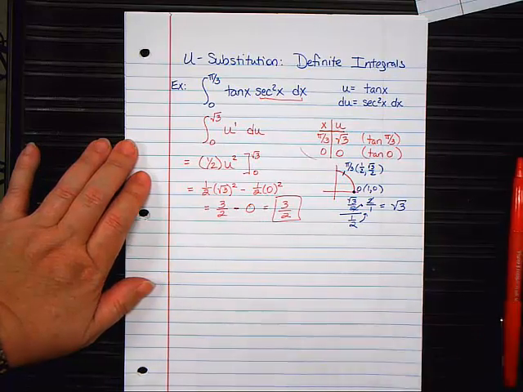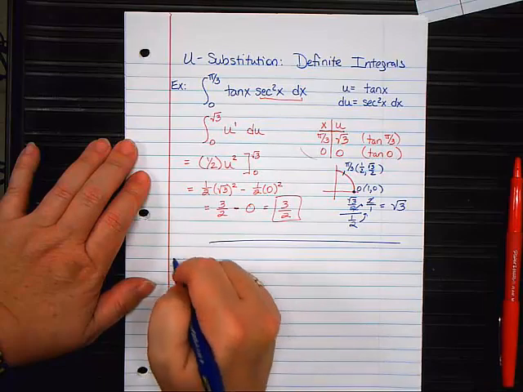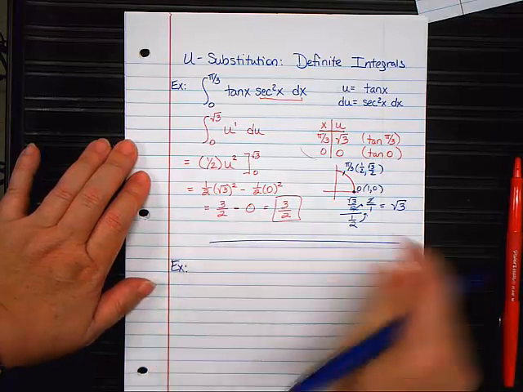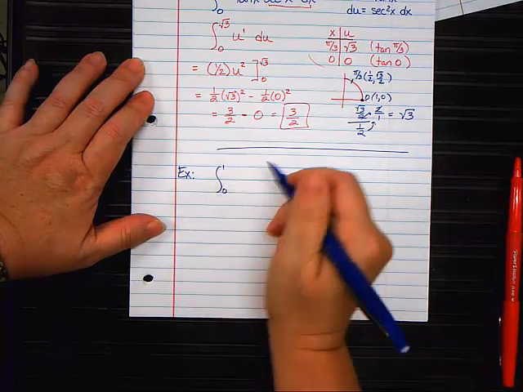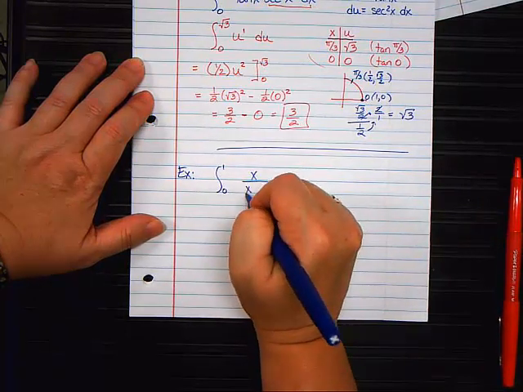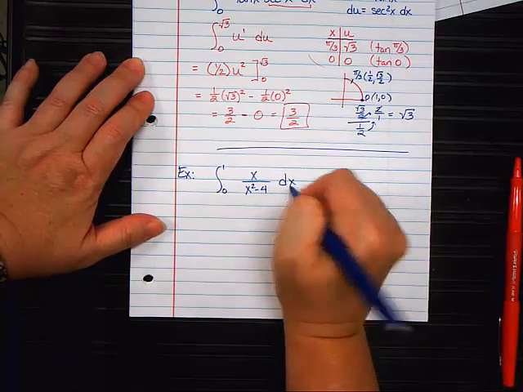Okay? So let's practice another one. Here we go. Example. Move it up. The integral from 0 to 1 of x over x squared minus 4 dx.